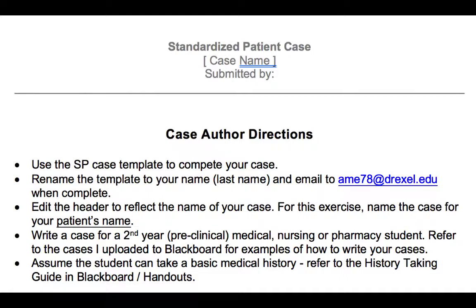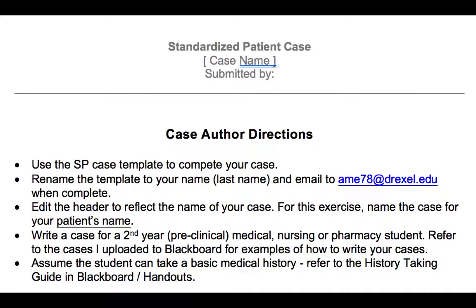When you're done with your case, just send it to me at my Drexel email address. And the one thing that you want to do, you'll see at the top, is case name. You'll want to name your case for your patient's name. So if you're developing a case for a patient named John Smith, that becomes the patient's case name. And also you want to be sure that you fill in the submitted by with your name there, so I know exactly who's writing the case.